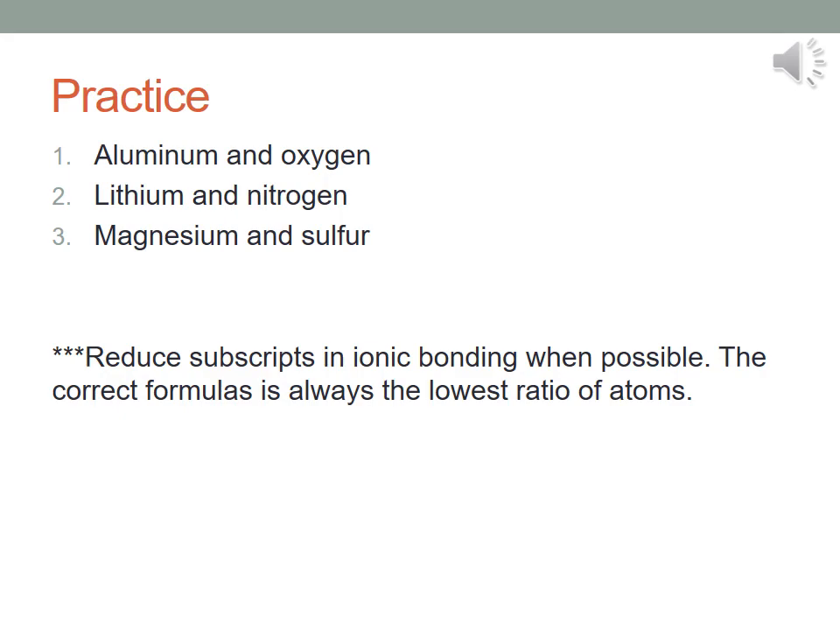And down below there is a note. It says reduce subscripts in ionic bonding when possible. The correct formula is always the lowest ratio of atoms. What this means, and there will be one of these 3 that is like this, is that if you have subscripts, once you've crisscrossed, that can be reduced, we always want to reduce them to make them the lowest whole number ratio we can. So as an example, if one of your subscripts is 4 and one of them is 2, we can reduce that to 2 and 1. Alright, pause and try these out.